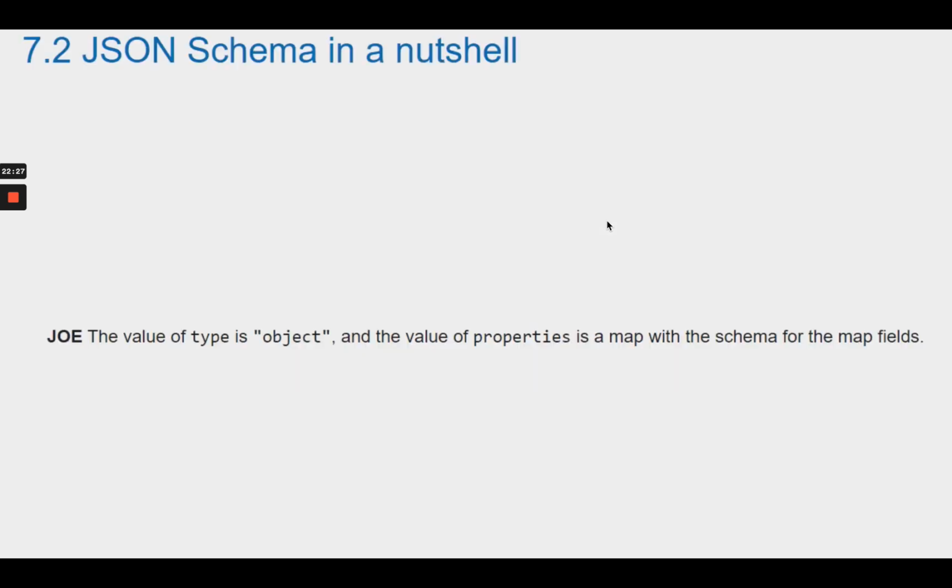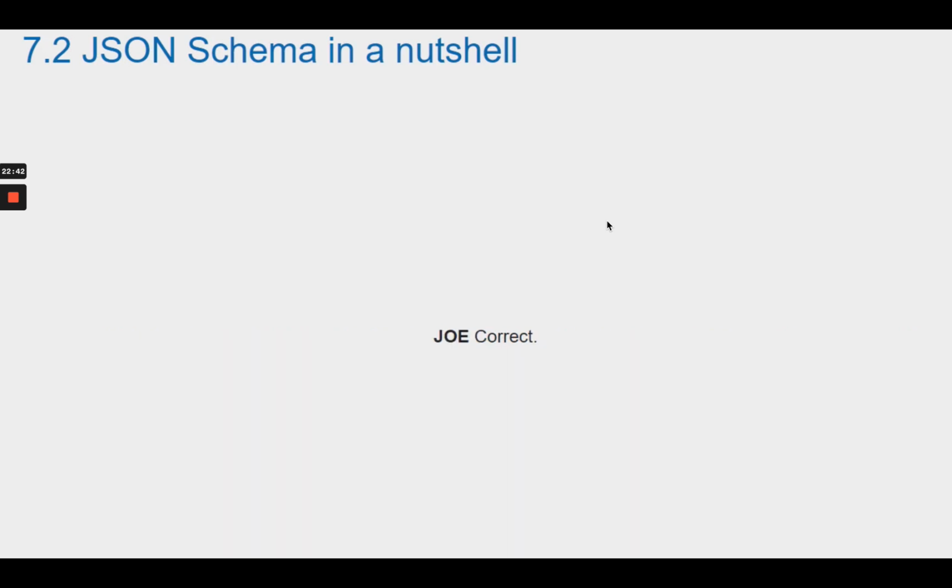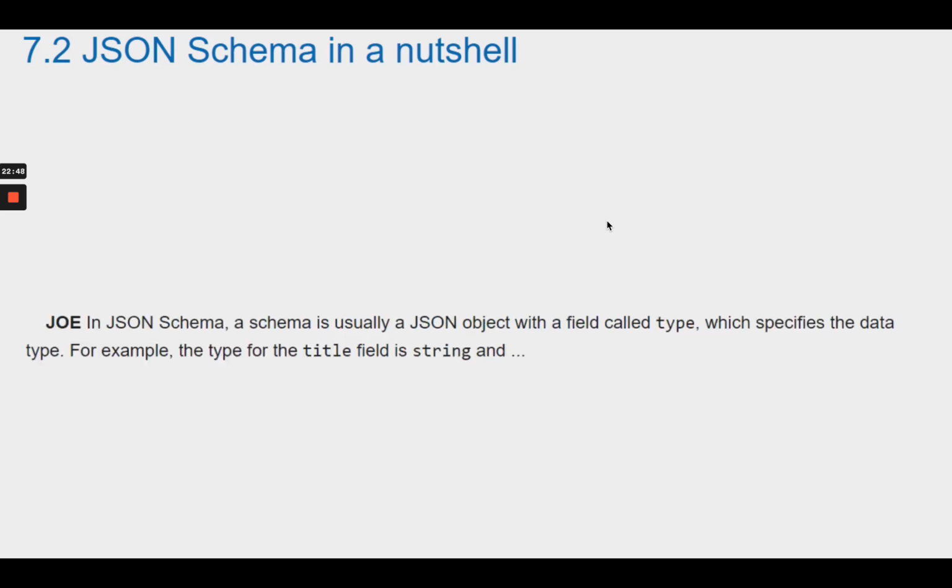Joe: The value of type is object, and the value of properties is a map with the schema for the map fields. Theo: I assume that inside properties, we are going to express the schema of the map fields as JSON schema. Joe: Correct. Theo: I am starting to feel the dizziness of recursion.